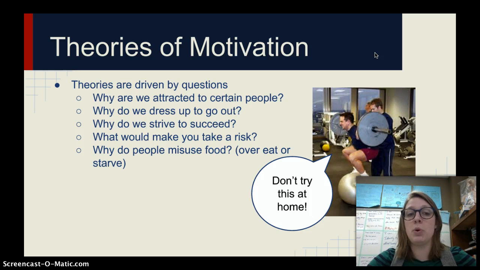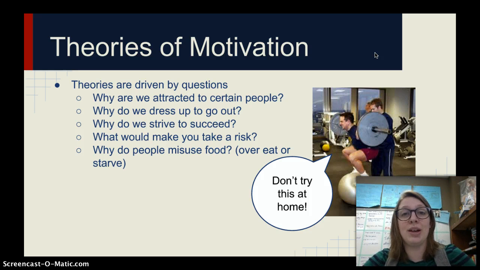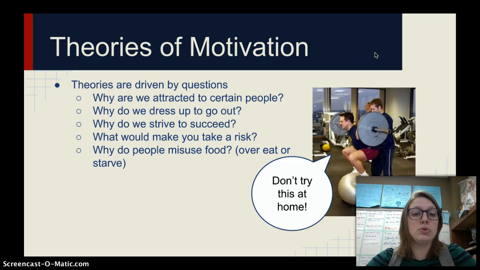So, what are some questions that we ask? Why are we attracted to certain people? Why do we dress up when we go out on a date? Why do we strive to succeed? What would make you take any kind of risk? Why do people misuse food? Why do we overeat? Why do we starve ourselves, right? So these are lots of questions, especially with motivation. You're going to see a lot of association with hunger, and we have a whole video dedicated to that.